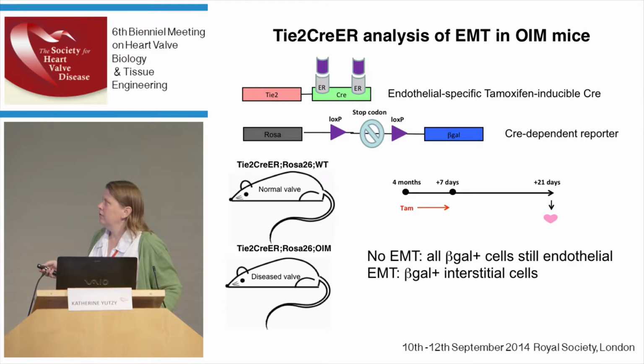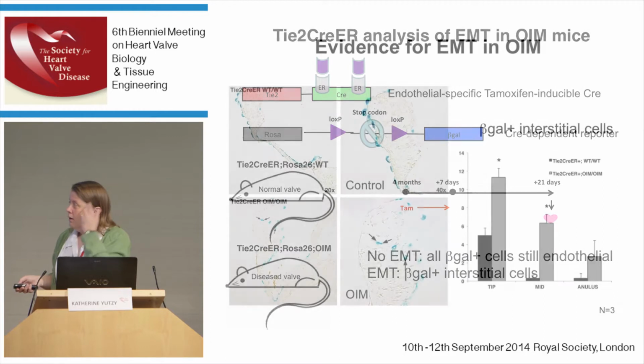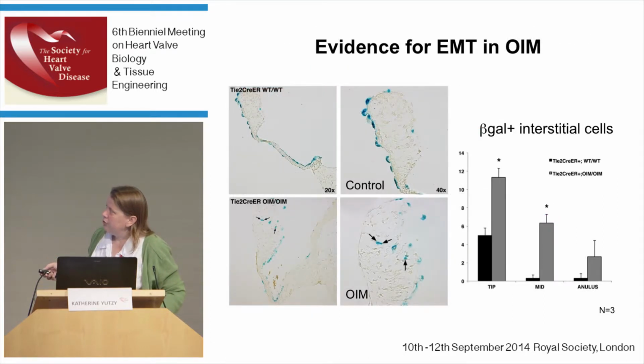So if any endothelial mesenchymal transition has happened in those 3 weeks, we should see interstitial cells that are blue because they've come out of the endothelium and migrated into the interstitium. Whereas if there's no EMT, all of the cells are going to stay on the surface in the endothelial cells. And so the top ones are the control, the bottom ones are the osteogenesis imperfecta. In the control, you can see that basically all of the blue cells are still in the endothelial layer, whereas in the osteogenesis imperfecta, we see interstitial cells in that thickened blue region of the valves.